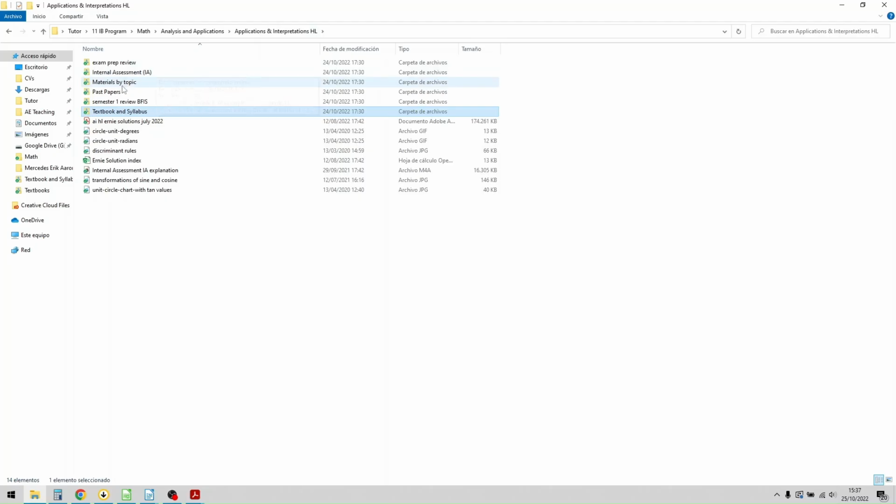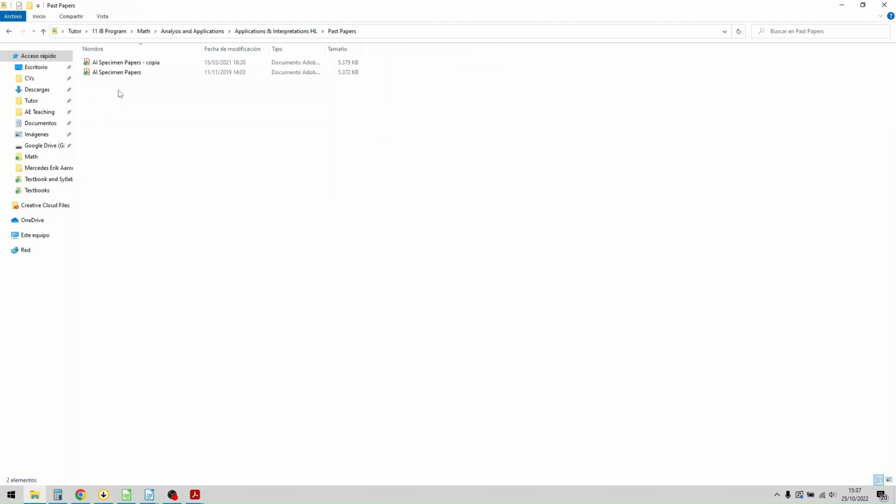Then, if we want past papers, we can go to this folder. I only have the specimen paper in here now. Later I'm going to put in some of the past papers for the previous years. But we have the specimen paper, which the IB releases whenever there's a new math. And this math came out in 2020, so it's the newer one. And so this is like what their past papers will be like.